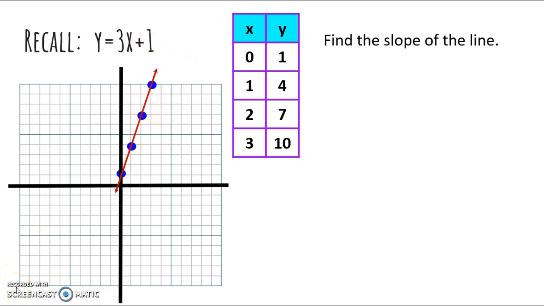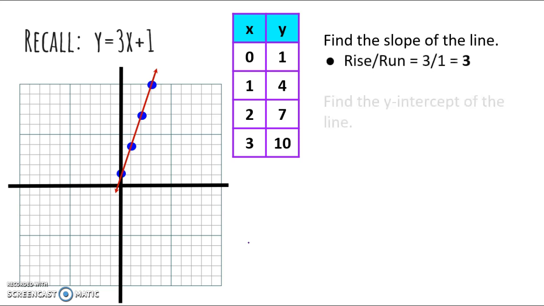Pause the video, and when you unpause it, we'll check it. Okay, so I'm just going to go from this point to this point, and we're going to rise up 1, 2, 3, run 1. So 3 over 1 is 3. But to show you, if I did this next point to the next point, it's going to be the same thing, 1, 2, 3 over 1. Well, let's see what happens if I choose this bottom point and the third point. I'm going to go up 1, 2, 3, 4, 5, 6 over 2. 6 over 2 is also 3. So no matter what you do, you're going to get a slope of 3.